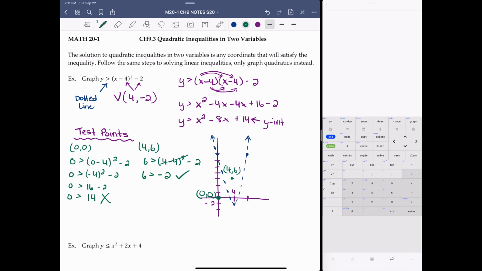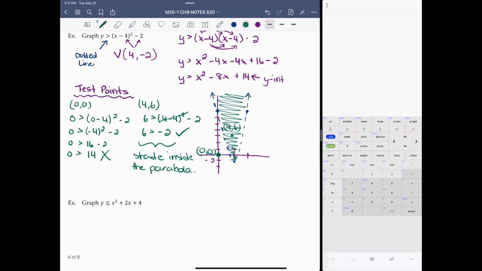So this tells me to shade inside the parabola. Okay, so my solution region is anywhere in that shaded region. I can pick any point that's in there, and that would be a solution to the system.